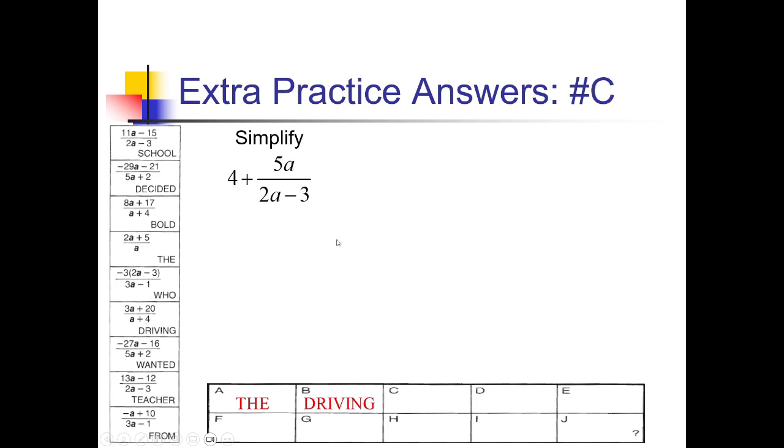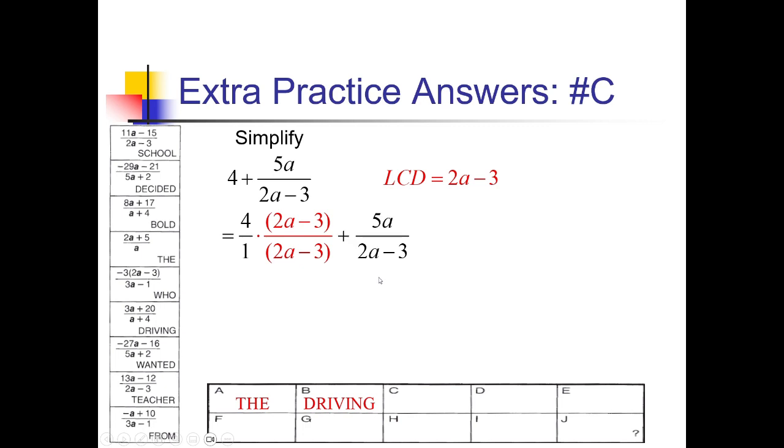For this one, no factoring to do in the beginning. My LCD, the only denominator, is going to be this 2A minus 3. This time around, the first term needs to be changed. If I think of this as a 4 over 1, then I would just multiply this by 2A minus 3 over itself. And then the second fraction, which already has this LCD, can stay the same. So multiplying this out in the first fraction, distributing the 4, we have 8A minus 12, all over my LCD of 2A minus 3. Second fraction didn't need anything changed. Now that I have the same denominator, let me add these together.